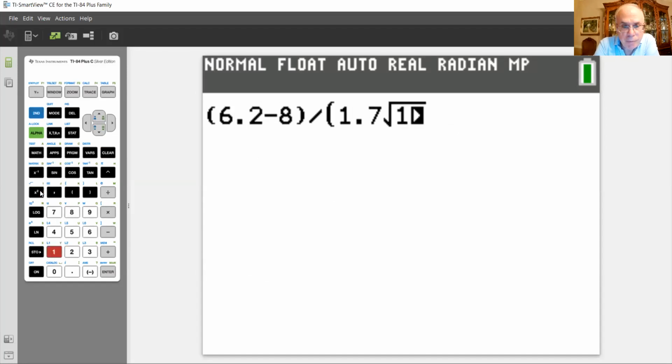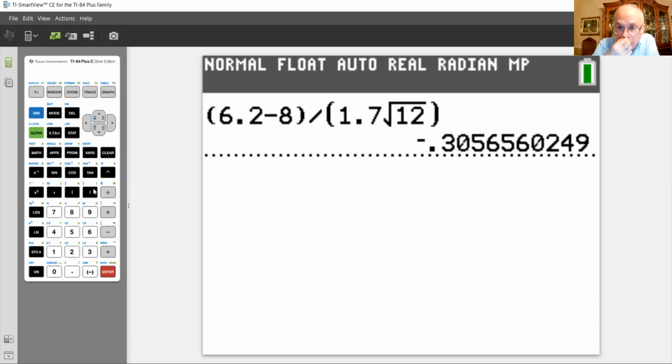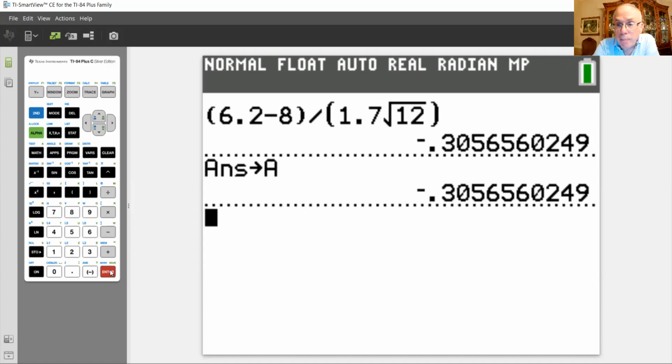All right. And we use our right arrow button to get out of the square root, close the set of parentheses, hit enter. And there is our test statistic. It's negative 0.3056. So we're going to store that in alpha A. Okay. Now we'll do our hypothesis test.